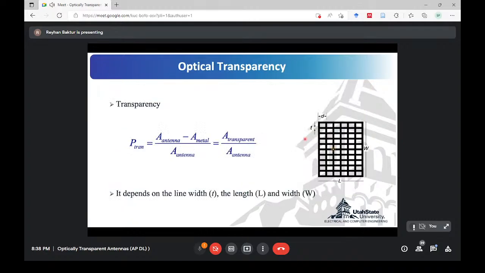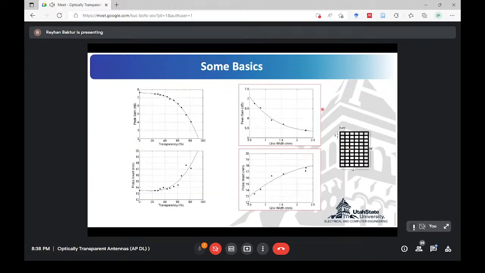So therefore, we want to examine meshed antenna geometry. It's still optically transparent because the light goes through from the holes. So the transparency is naturally defined as the hole area divided by the entire area. And there are some studies. These are some more classic studies where the width of the lines was kept the same, and it was seen that as you make the antenna more transparent, your gain reduces.